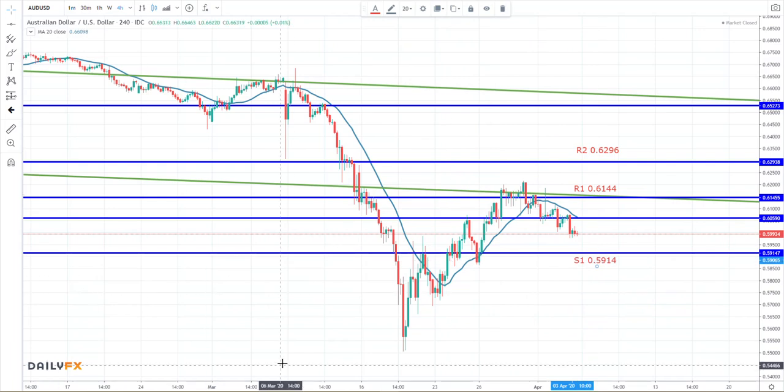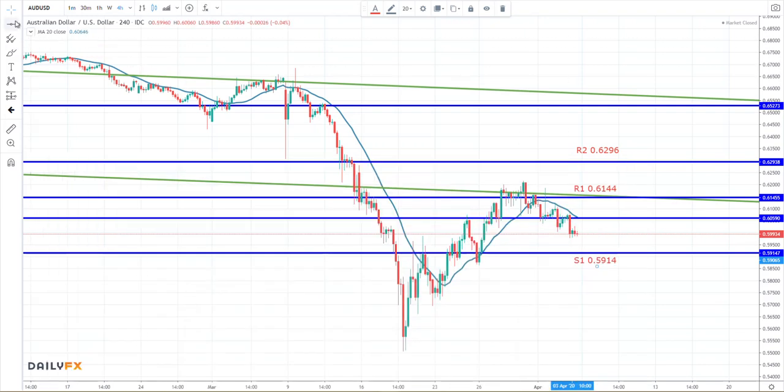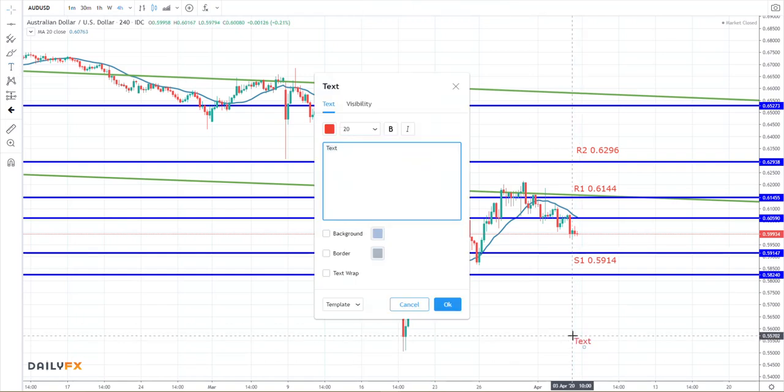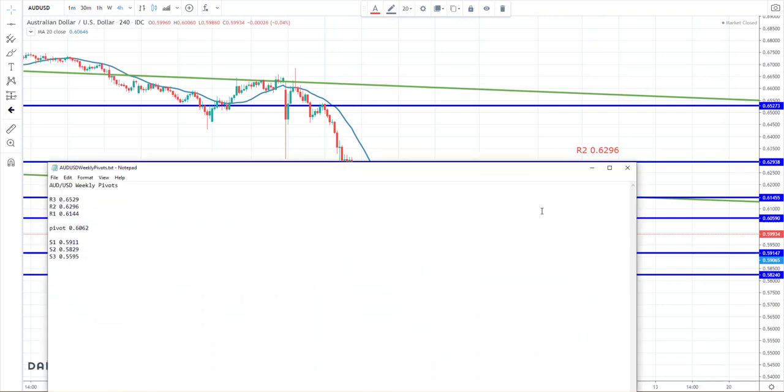If price goes through S1, you should expect it to test S2 next. 58.29, that would be down here. S2, 58.29. Then if we saw a clear break at 58.29, so I'm talking about big bearish candles that close below it on perhaps the daily or the 4 hour, then we'd be testing S3, 55.95.